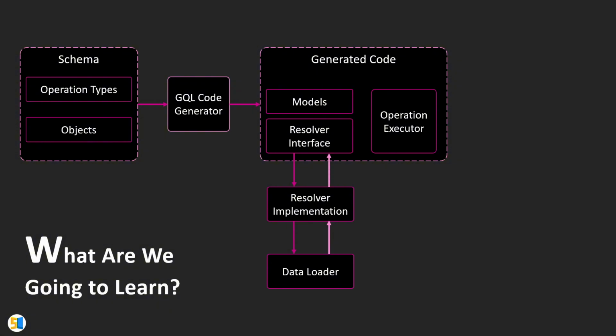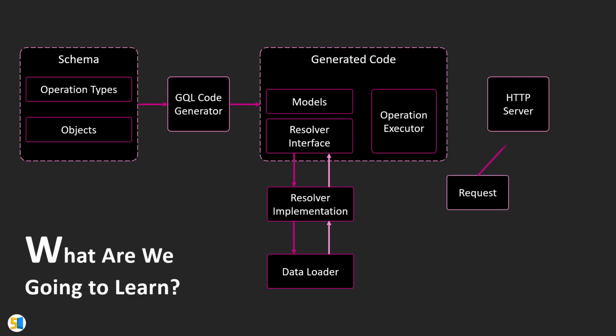After we have all of that, we prepare our HTTP server. If a request comes in, it goes to the HTTP server, which uses this generated code as the handler, and eventually calls our resolver, which can return the response. So this is a common flow in GraphQL systems.